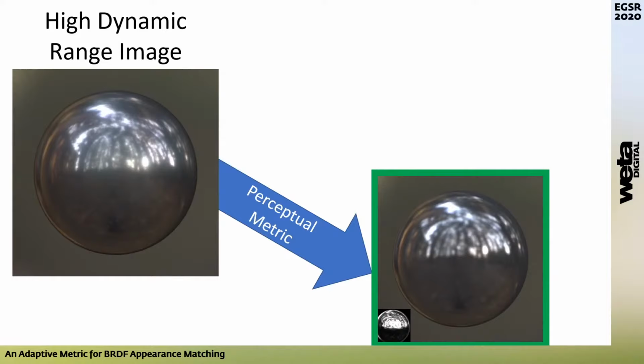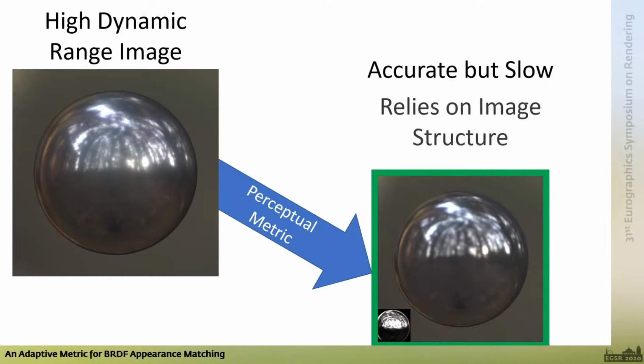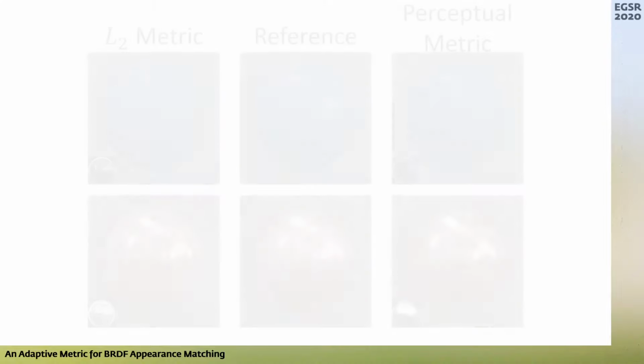Using CSSIM for inverse rendering gives visually accurate results, but it is slow. Perceptual metrics rely on image structure, so you need to render the entire image at every step. Additionally, they often have poor error landscapes with many local minima, and they can be hard to differentiate.